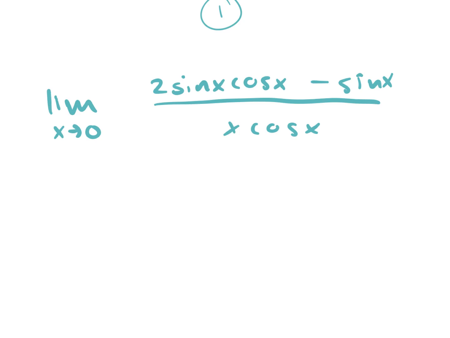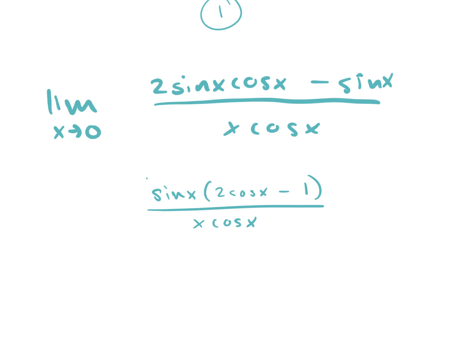So I could take out, do we see a GCF on the top? Sine of x. So I'm going to take out that sine of x. We're left with 2 cosine of x minus 1 over x times cosine of x. See any other way we can simplify this? Sine of x over cosine of x is tangent, but it doesn't really help us because we still have the x in the denominator, which if we plugged in 0 into the x, that would give us undefined.